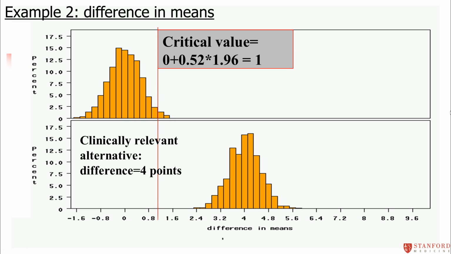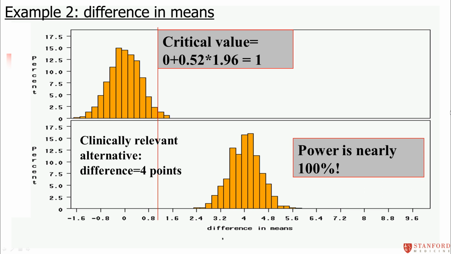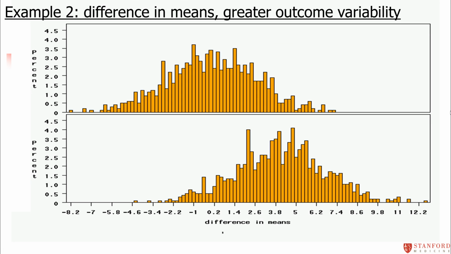In order to be able to reject the null hypothesis here, we just need to have, in our experiment, a difference between the groups of more than 1 IQ point. Well, clearly, if the true difference in the real world is a 4-point difference, we're almost guaranteed to see at least a 1-point difference in our study. So the power is nearly 100% in this scenario.